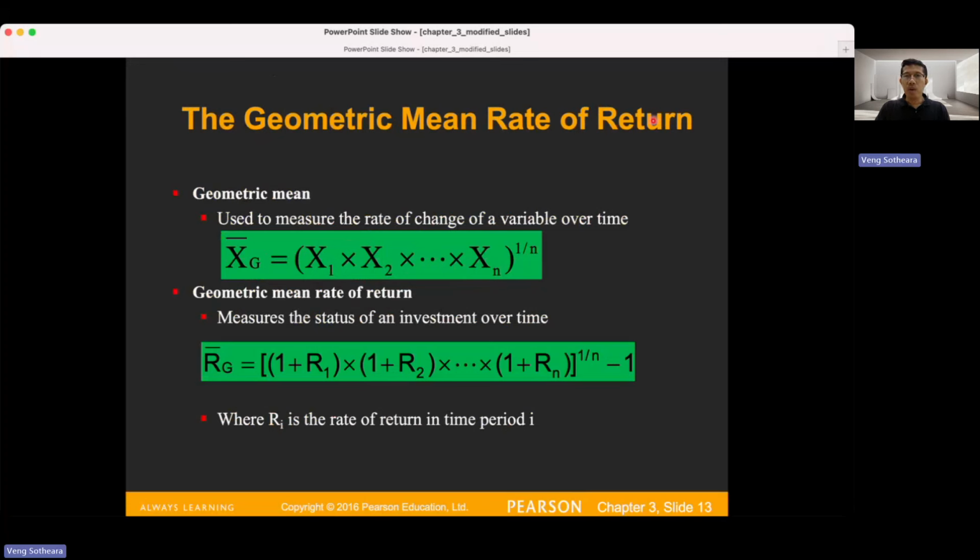When it comes to dealing with rate of return, we use the geometric mean, not the usual mean. For example, an investment has a return R1 for the first year, return R2 for the second year, and so on. We want to find the general return, the average return of that investment. In this case, you have to convert those returns by adding 1 to them and apply the formula of the geometric mean. After adding 1 to those values, you multiply them together and raise to the power of 1 over n. At the end, subtract back 1. This is called the average rate of return.